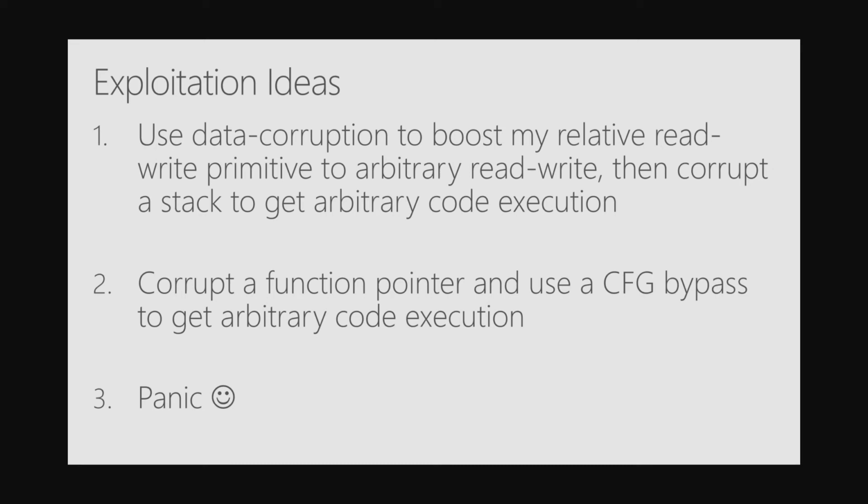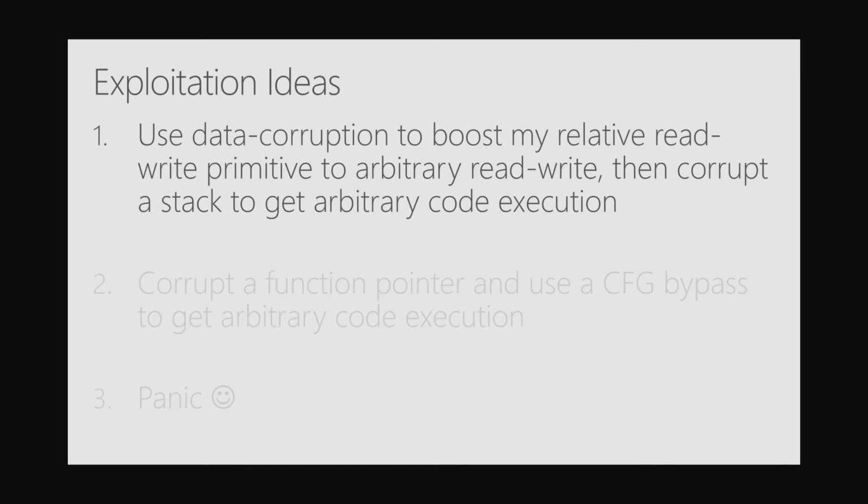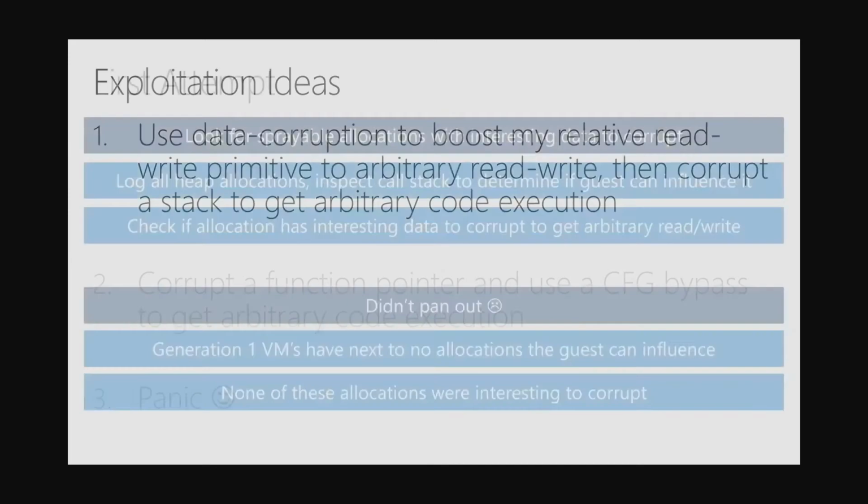That seemed great. The other idea I had was that I could obviously just corrupt a function pointer, and then I would have to confront control flow guard head on. I would have to find some way to bypass it. But let's start with the first one, because that's what I really wanted to make work.